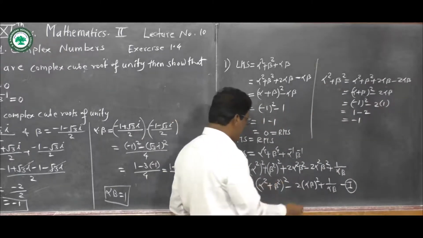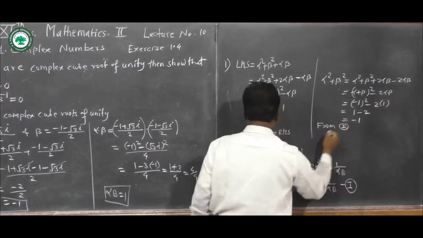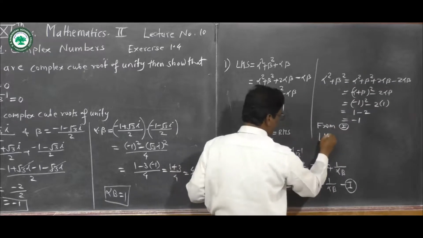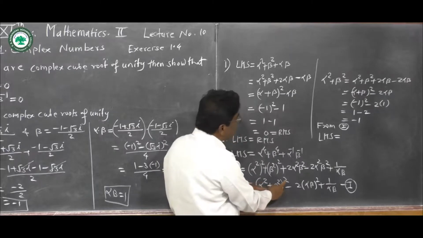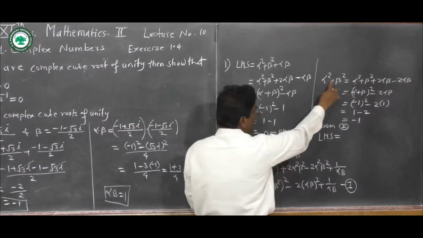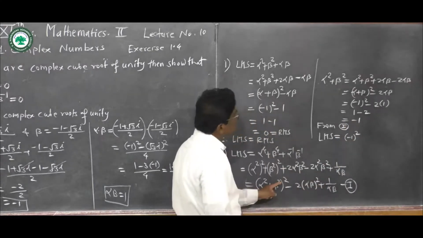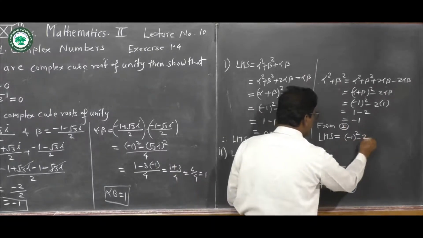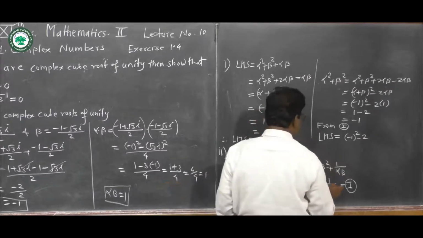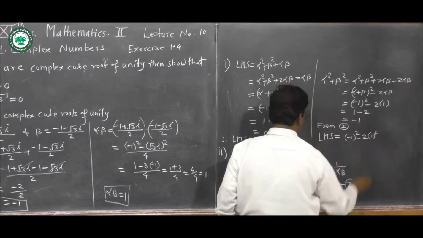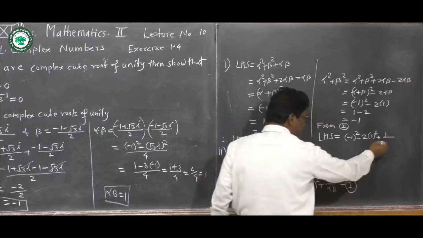And now from equation 1, LHS is equal to alpha square plus beta square bracket square. We get alpha square plus beta square as minus 1, so minus 1 square, then minus 2 times alpha beta. Alpha into beta is equal to 1, so 1 square, and 1 upon alpha beta, again 1.